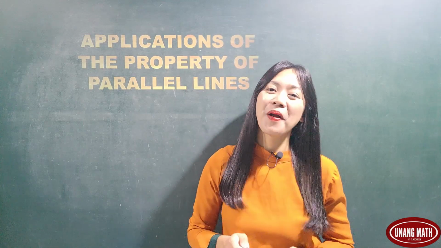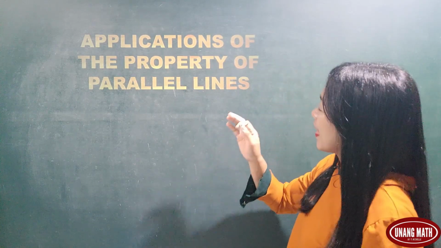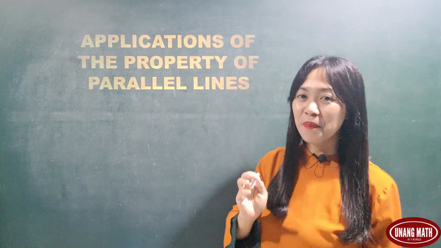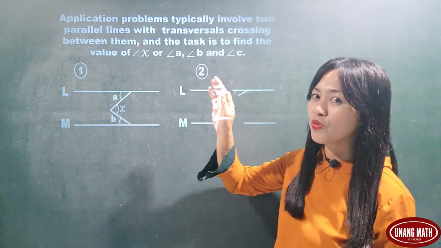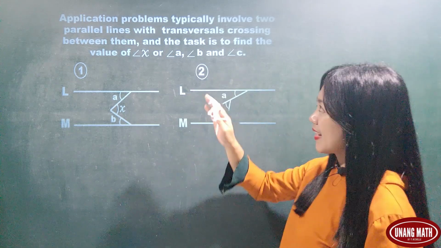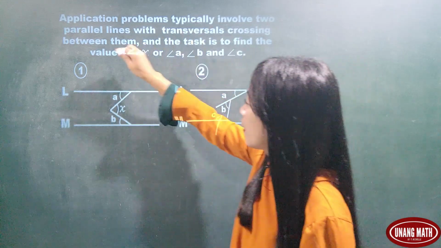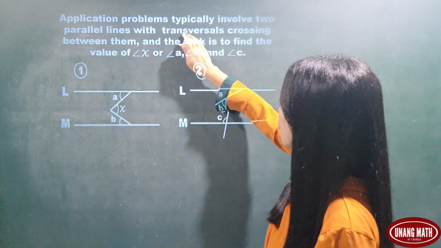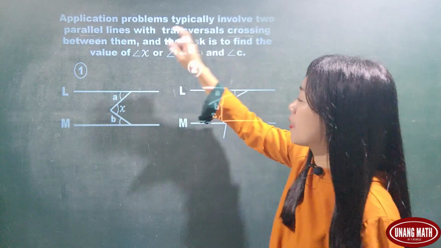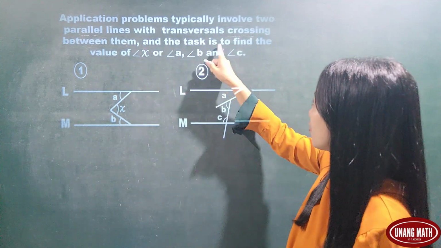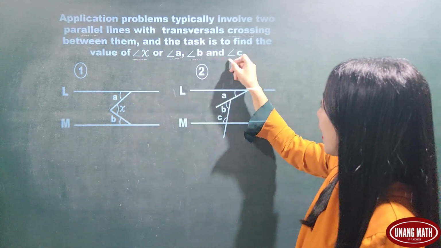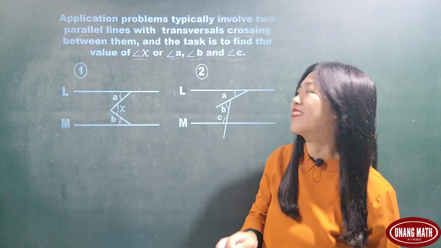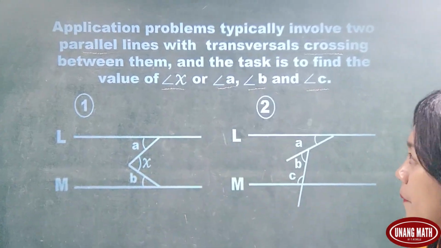For this episode, we will be solving some math problems involving the applications of the property of parallel lines. Okay, let's start. Application problems involving the property of parallel lines typically involve two parallel lines with transversals crossing between them, and the task is to find the value or the measure of angle X, angle A, angle B, and angle C.